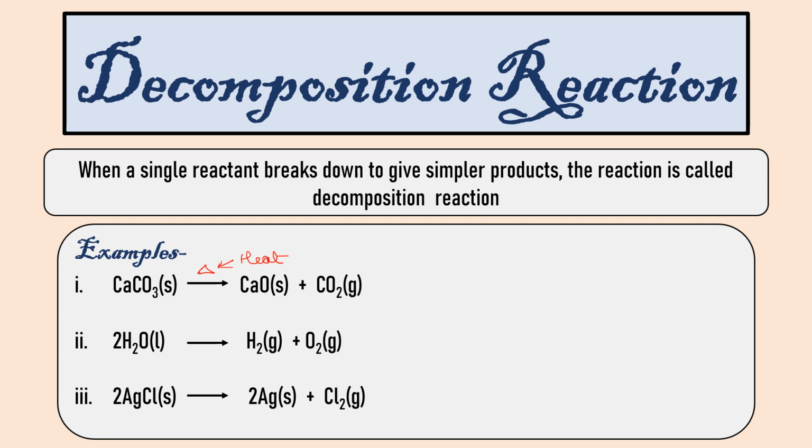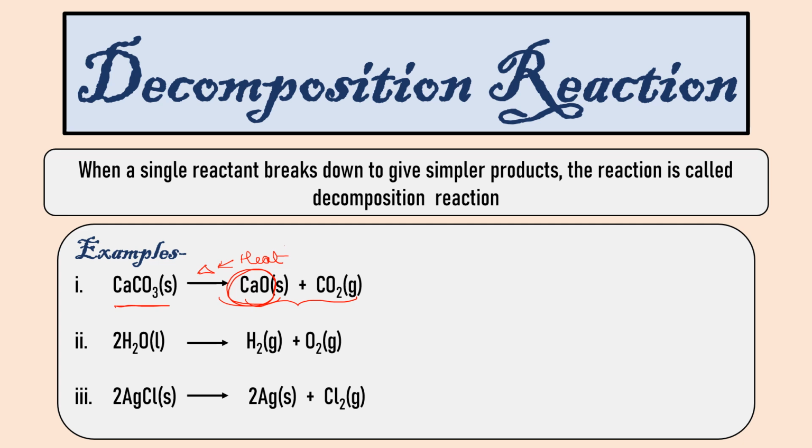So from one single reactant, how many products are we getting? We are getting 2 products. So this is a decomposition reaction. This is an important decomposition reaction because this is used in various industries. This calcium oxide formed is known as lime or quicklime. It is of great use. It is used in industry like in cement industry, making bleaching powder, porcelain, and also in glass industry.